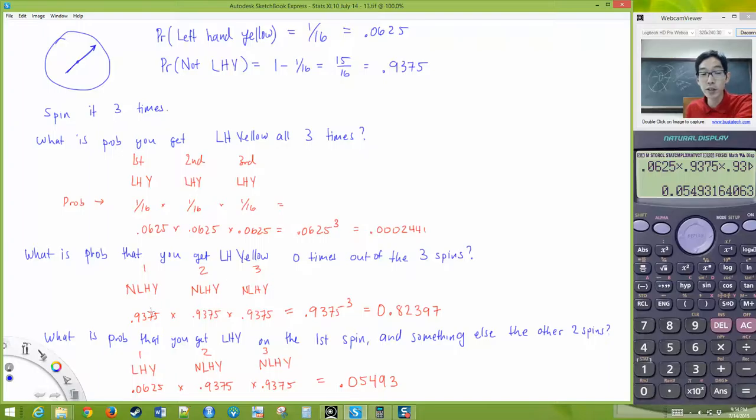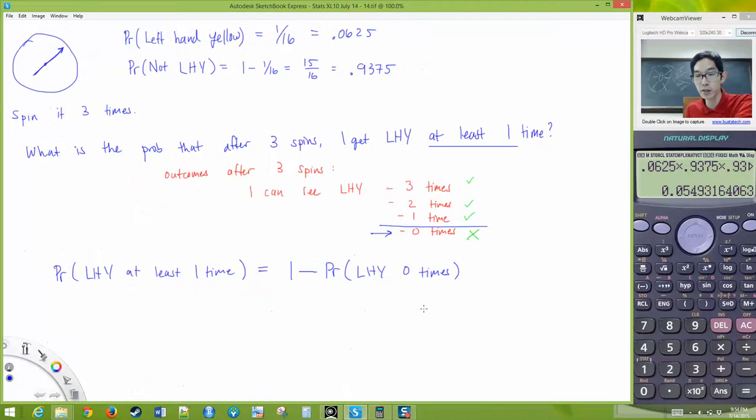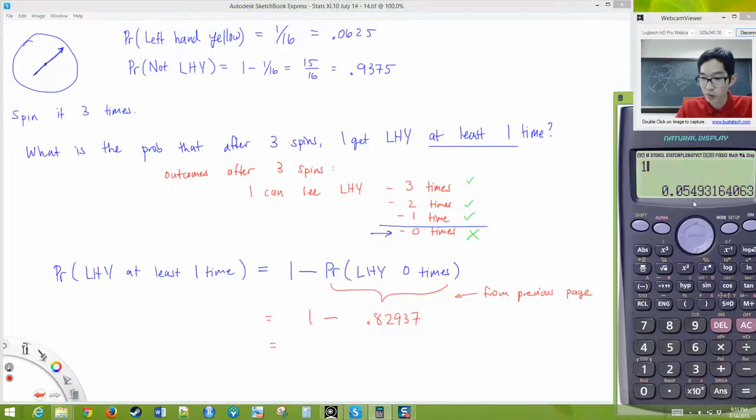Now, how do we do that? We said you had to get not left-hand yellow, not left-hand yellow, not left-hand yellow. So even if I didn't ask this question earlier, you can still get this. And we know this answer is 0.82937, from the previous page. So I get 1 minus this. The probability of left-hand yellow at least one time is equal to 1 minus 0.82937, and we have 0.17063.